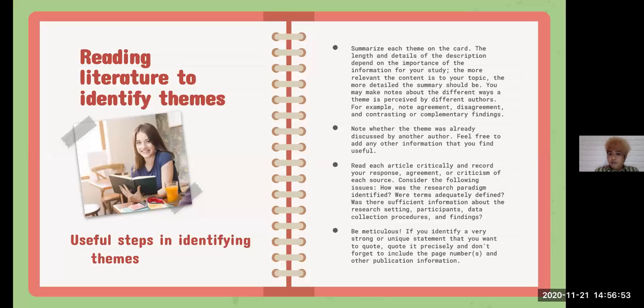What else? For example, note agreement and disagreement in contrasting or complementary findings. Kailangan mo ding ano yun. I-grupo mo yung mga article. Itong mga article na to, nag-agree sila. Itong mga article na to, nag-disagree sila. Para pag nag-cite ka, ang dali mo nang hanapin.